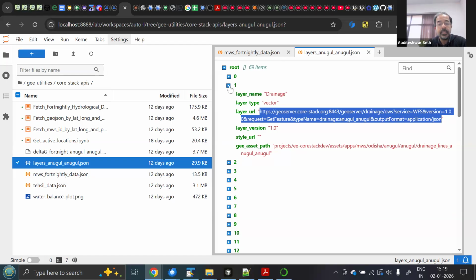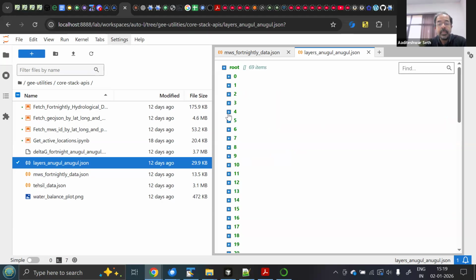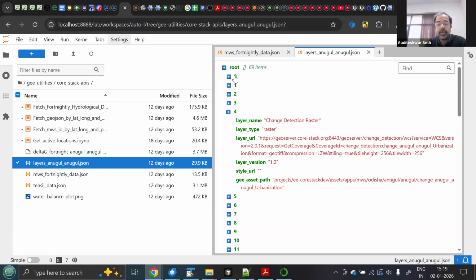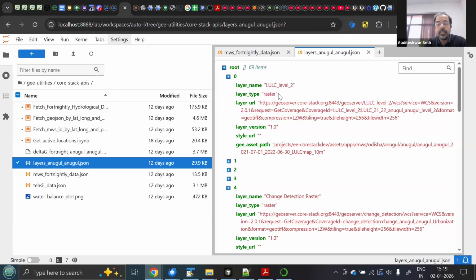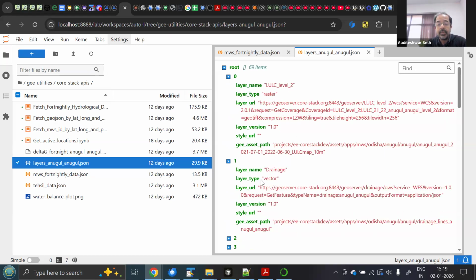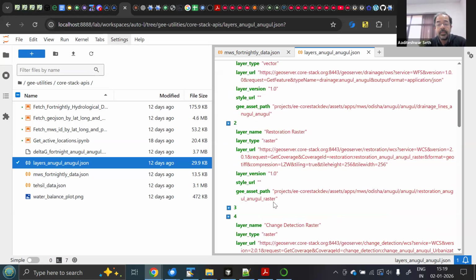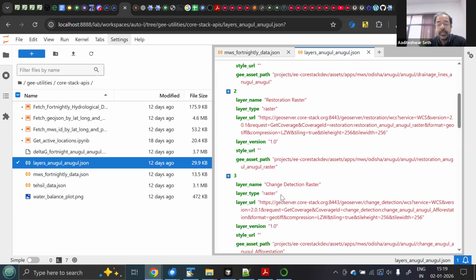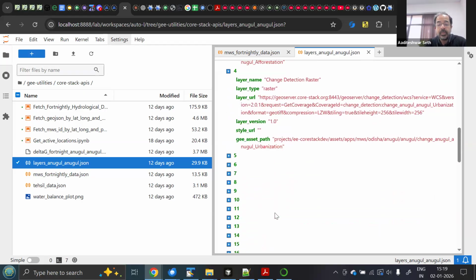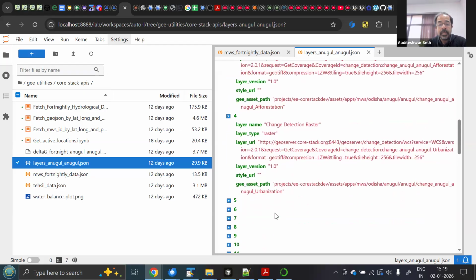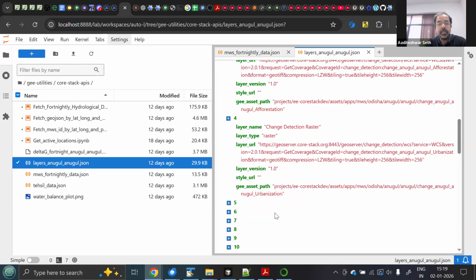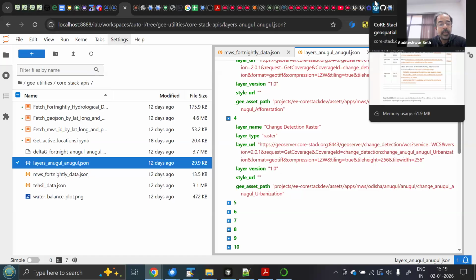APIs will return you this JSON object. And these JSON objects will have other things too. So like this is LULC, drainage, restoration, change detection, and so on. So you can get this kind of information from the APIs, and you can download the rasters or GeoJSONs locally.